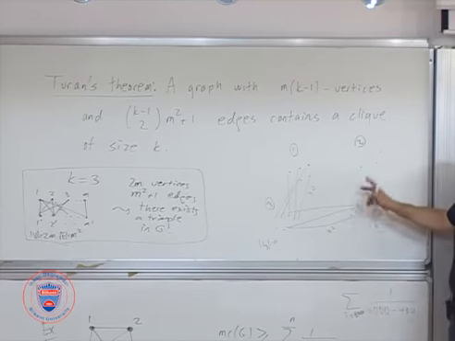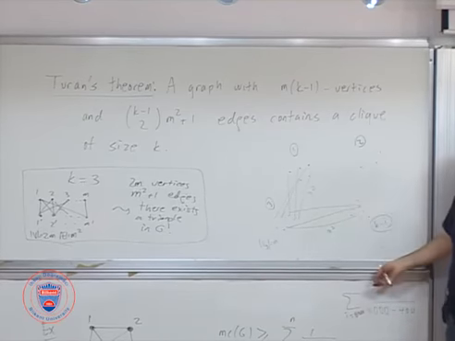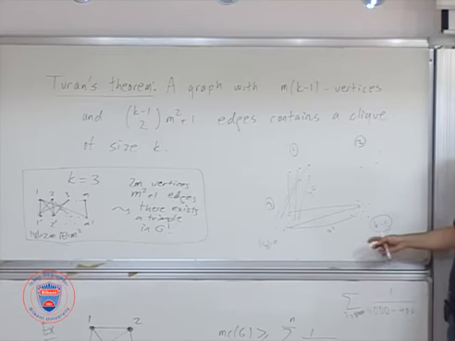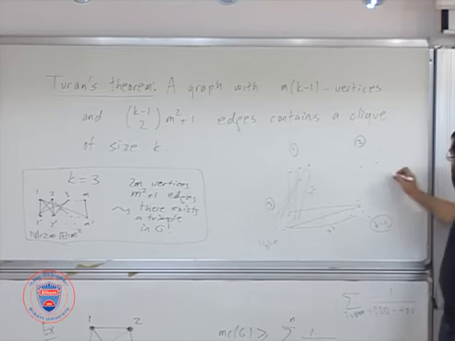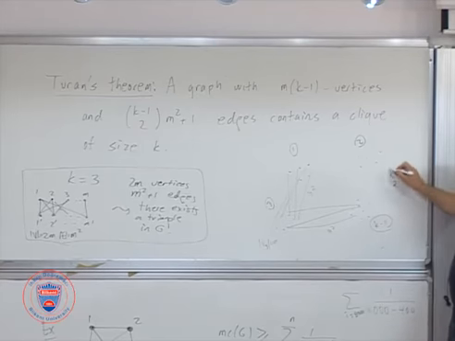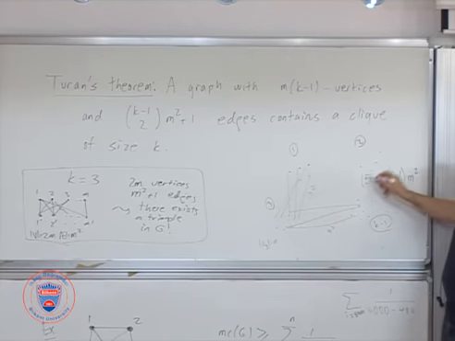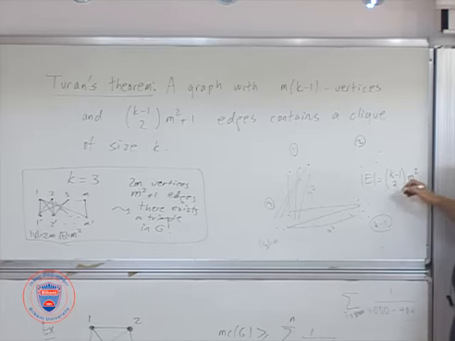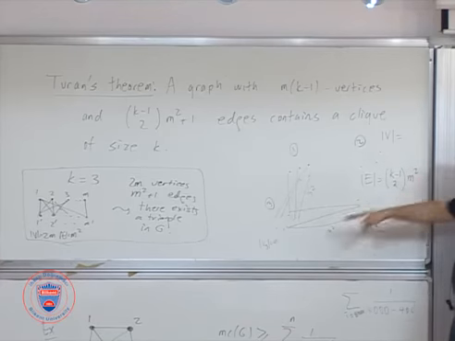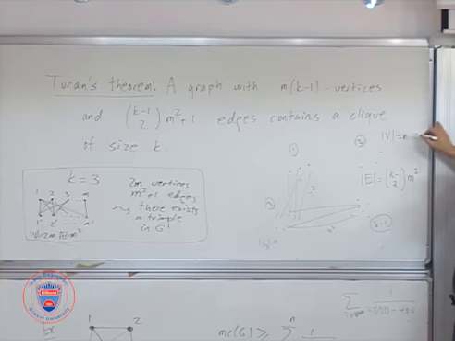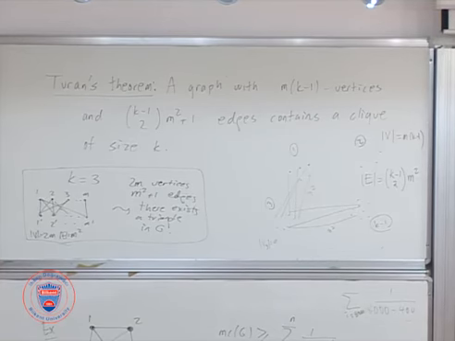But pairwise, how many pairs do I have? k minus 1 choose 2 pairs. And on each pair, I have this many edges. This is the total number of edges in this graph, and the total number of vertices is m times k minus 1. So as you see, I drew a graph where there are only edges between these groups and nothing else.